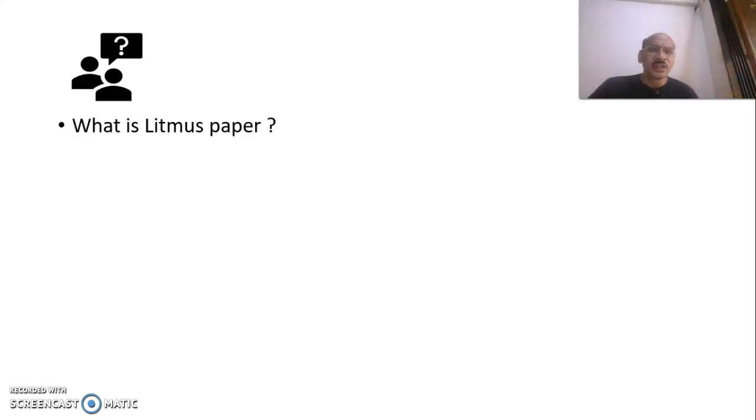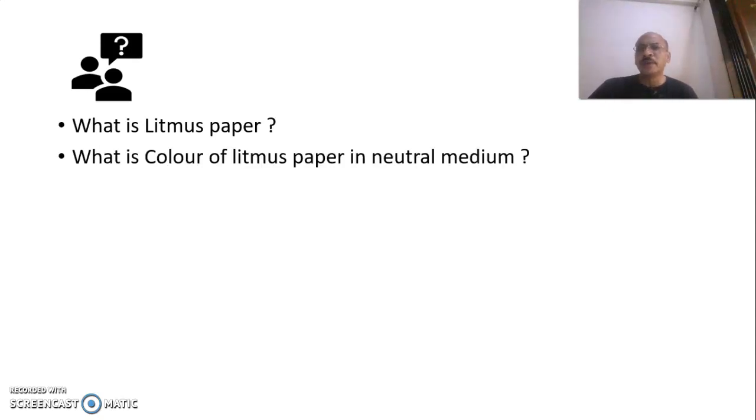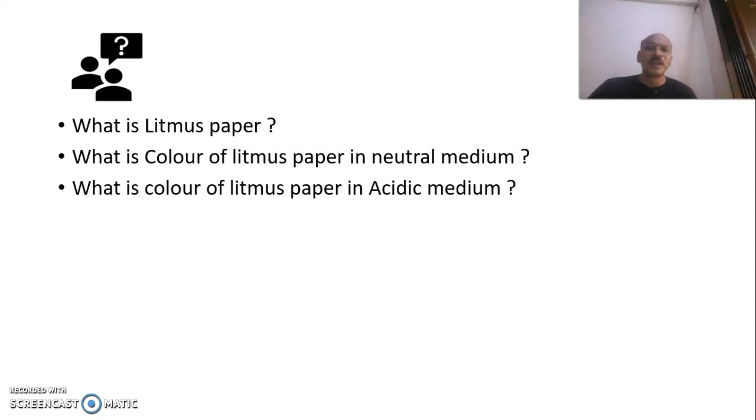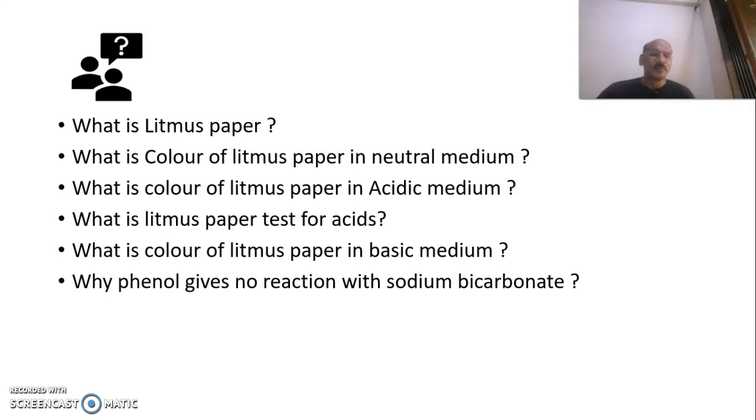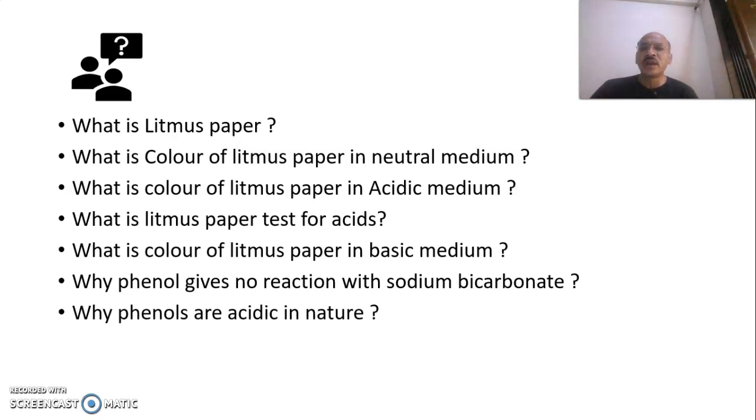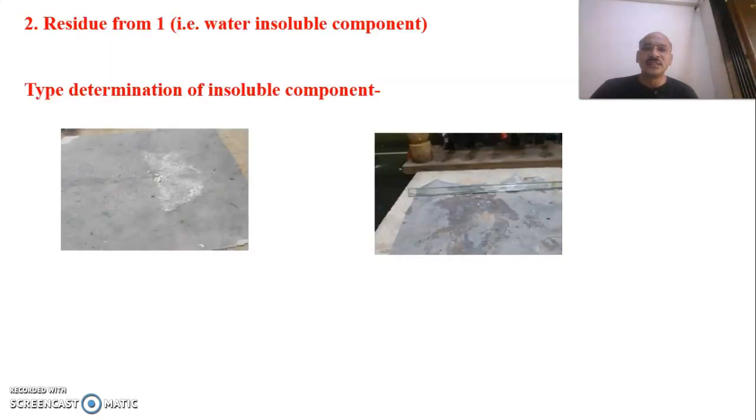Before we proceed for that, you have to think about these questions. What is litmus paper? What is the color of litmus paper in neutral medium? What is the color of litmus paper in acidic medium? What is the litmus paper test for acid? Why does the color of litmus paper change? What is the color of litmus paper in basic medium? Why does phenol give no reaction with sodium bicarbonate? Why are phenols acidic in nature?